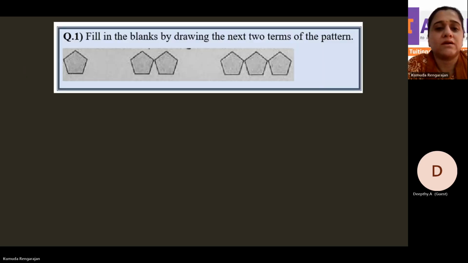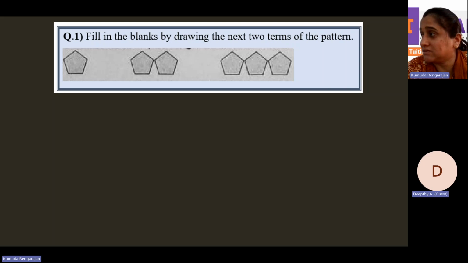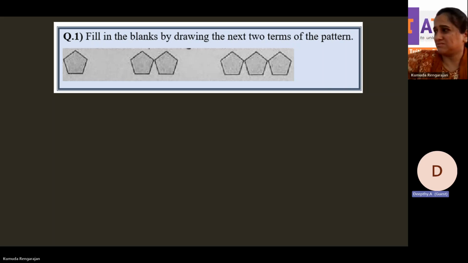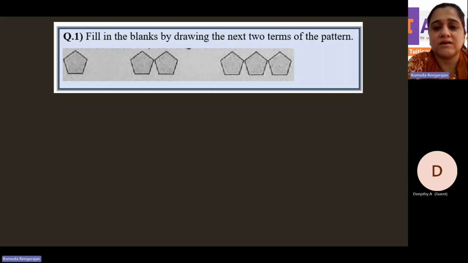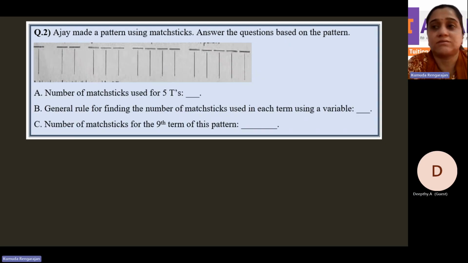Now, what are the next two terms in the pattern, Deepthi? What are the next two terms in the pattern? Ma'am, that'll be 4 pentagons. Yeah. So 4 pentagons, and then the next one? Ma'am, 5 pentagons. Very good.